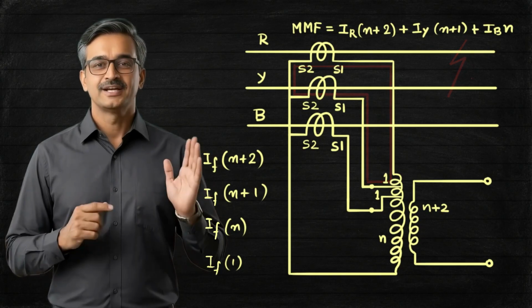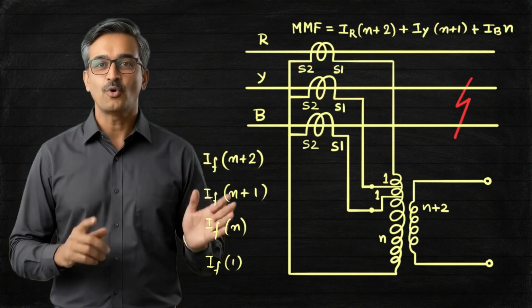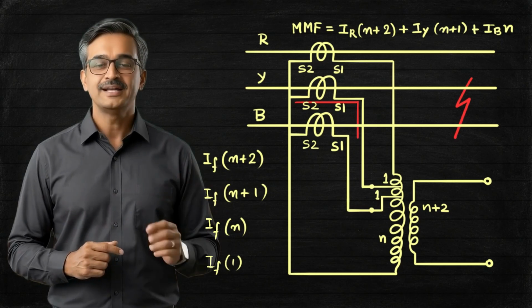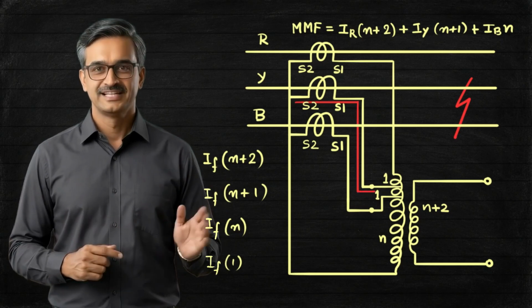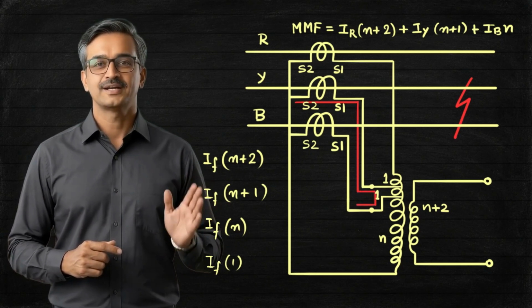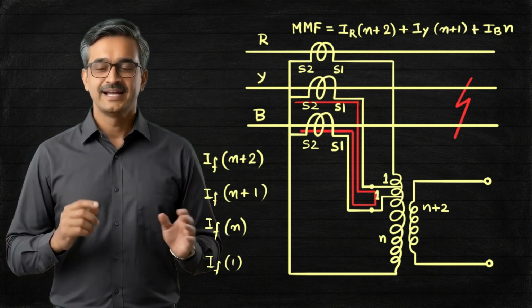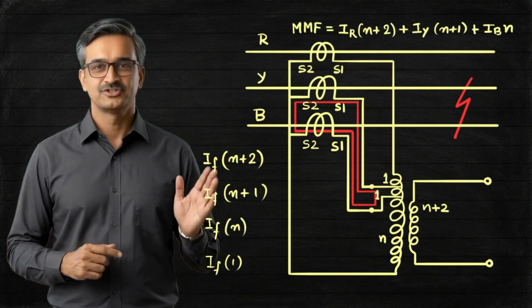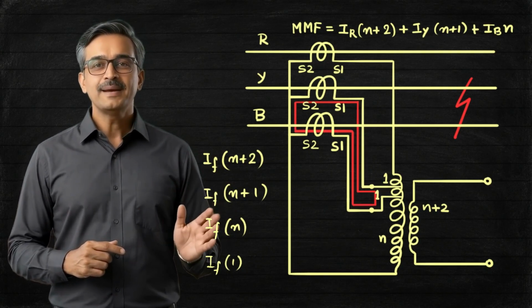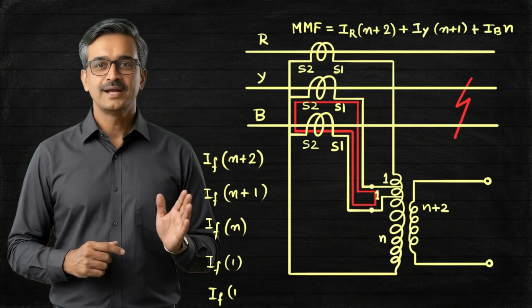Similarly, if a short circuit occurs between the yellow phase and the blue phase, the fault current will circulate through the secondary winding of the yellow phase CT, pass through one turn of the summation CT winding, and then return through the secondary winding of the blue phase CT. So in this case also, fault MMF equals I_f into 1.